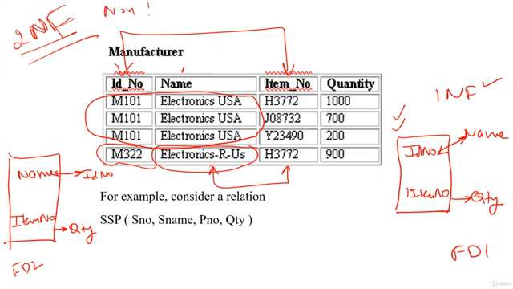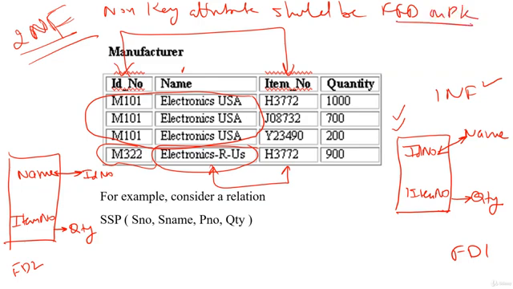I'll write it here: non-key attributes should be fully functionally dependent on the primary key. So it should be dependent on the combination. It should not be dependent on any subset, but this is only true for non-key attributes. So now, can you tell me how many non-key attributes we have in this FD diagram? So what is a non-key attribute?